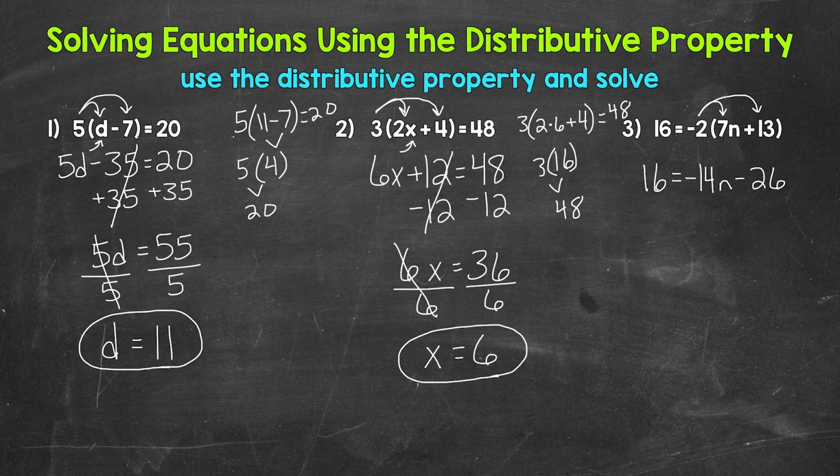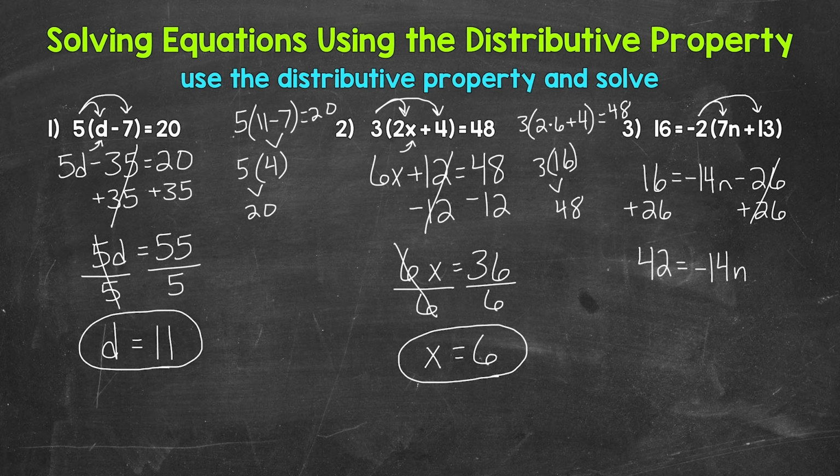Now we need to undo subtraction first. So let's add 26 to the right side of the equation. That means we need to add 26 to the left side as well. The 26s on the right side cancel each other out. So we are left with -14n. And that equals, well, on the left side, we have 16 plus 26. That gives us 42.